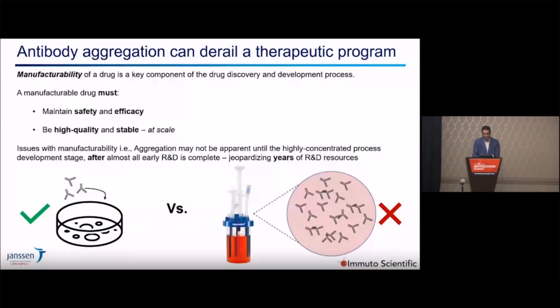This really jeopardizes years' worth of R&D, the effort and the cost that you put in. So we believe that aggregation issues should be addressed much earlier during discovery and not at a later stage during development and manufacturing.